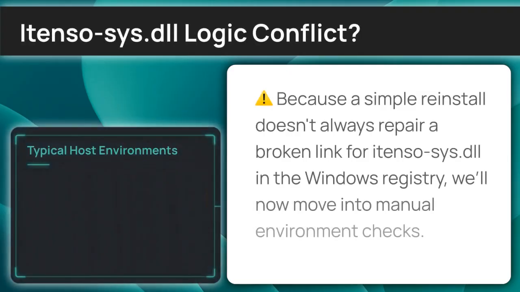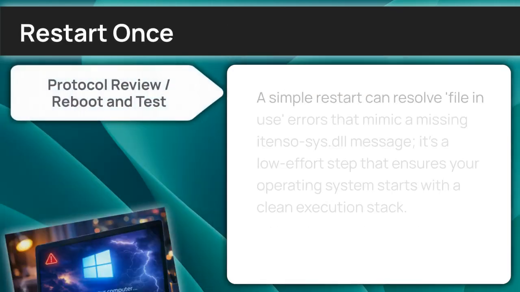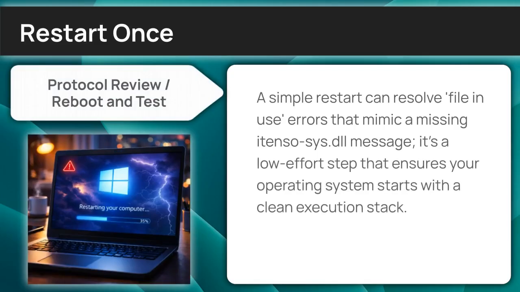Should the reinstallation fall short, the next step in our protocol is to validate the integrity of your system's startup environment. Performing a restart can determine if the error is just a transient environment glitch. A reboot refreshes your system's path variables and can sometimes reestablish a broken link to the Itenso System Library file.